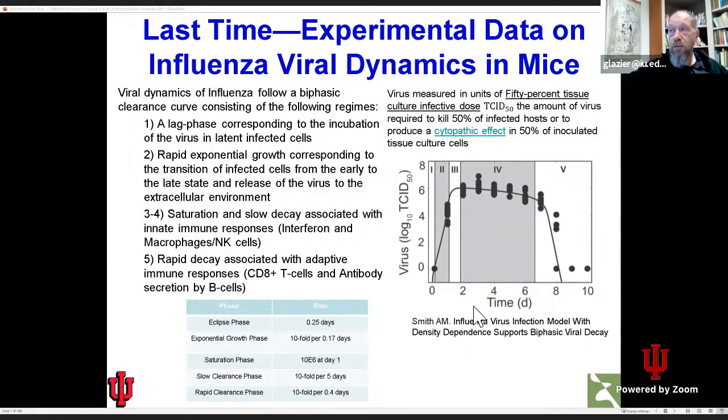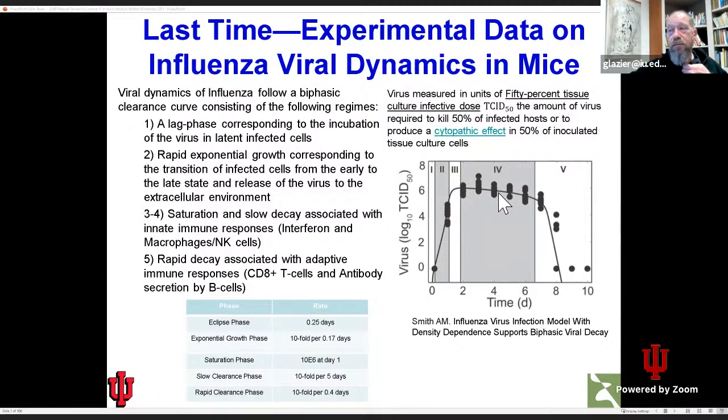In three, we have the time of the saturation and the value, the maximum load at which the virus saturates. In four, we have the duration of the region and also the exponent. In this case, it decreases by a factor of 10 over 5 days.